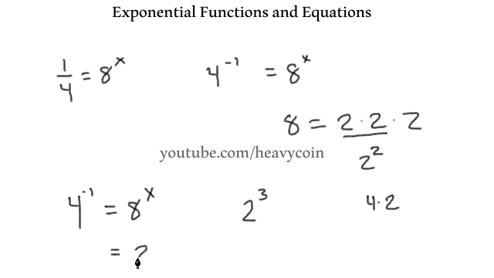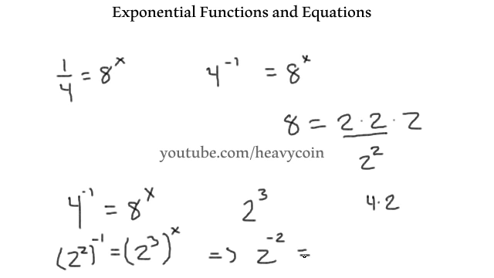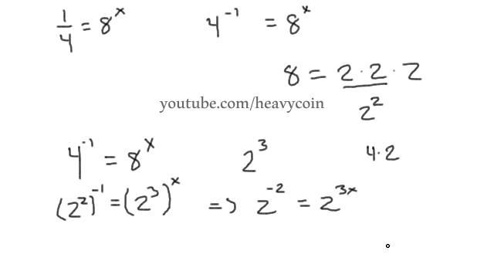So if I were to do this, 2 cubed, so you got to kind of play around with this stuff, raised to the x, and then this was 2 squared, raised to the negative 1, and so we'd have 2 to the negative 2 is equal to 2 to the 3x. There we go. Alright, we had to work this one out. This is a tough one here. So then both of our bases are the same, and so we set our exponents equal to each other and solve for x in this problem.